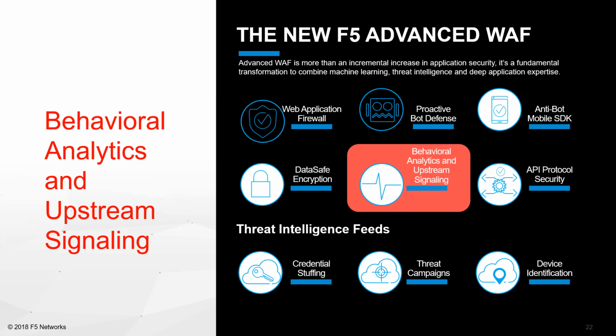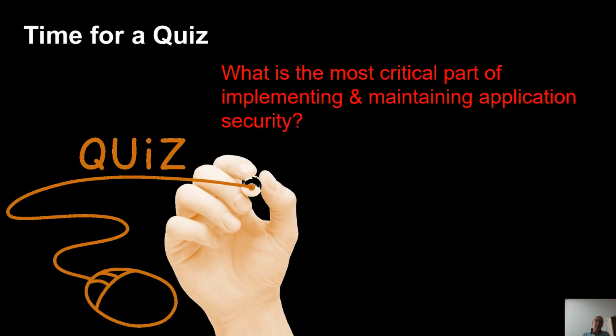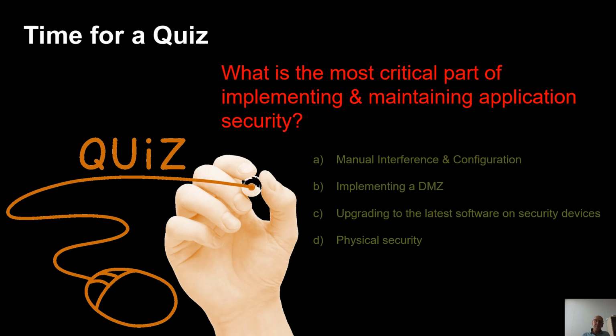Another new tool is behavioral analytics. Behavioral analytics, and I describe it here together with upstream signaling. And before I explain why, let's first look at the problem again. So, next question to you. What is the most critical part when you implement or maintain application security?